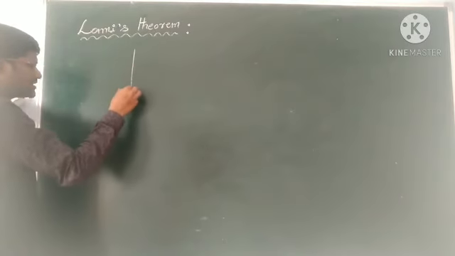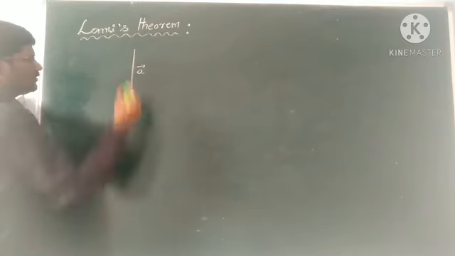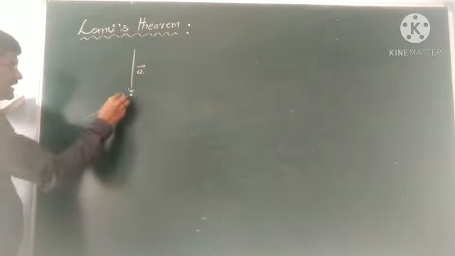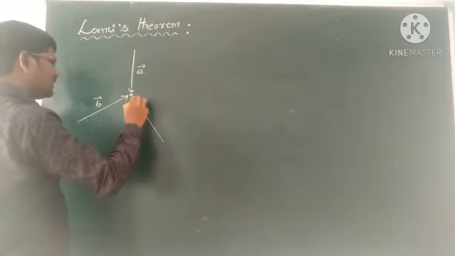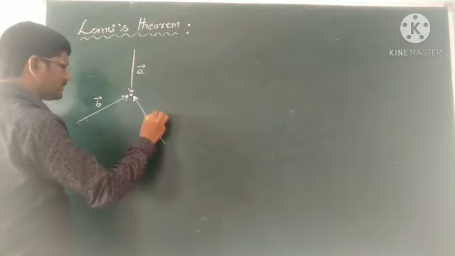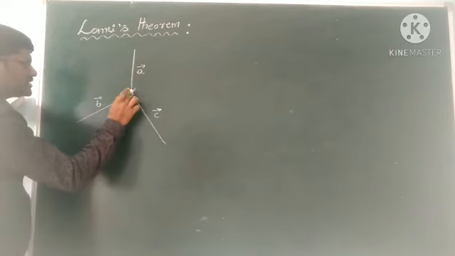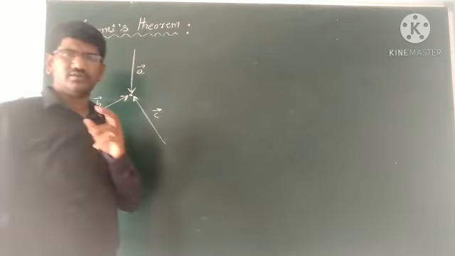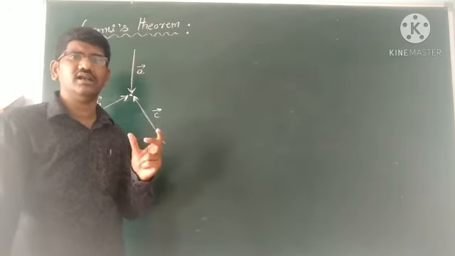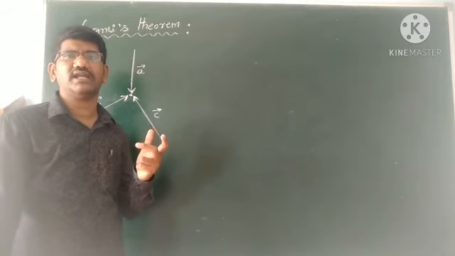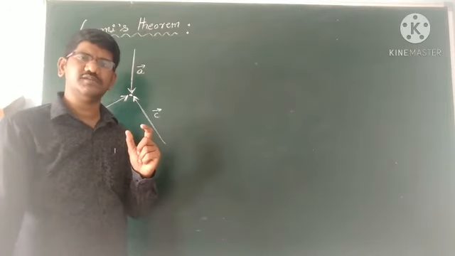So this is one vector. Let this vector be A bar, this is another vector, B bar, and this is another vector, C bar. So we have three vectors here: A bar, B bar, C bar. These three vectors we can consider as three forces. Three forces act on a particle or on a point and keep the particle at rest.